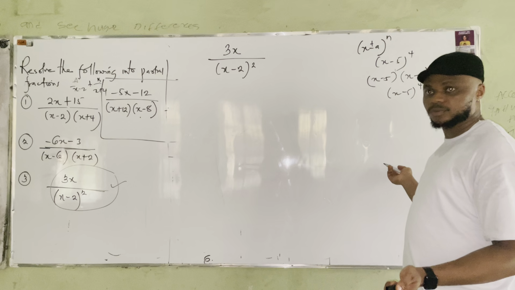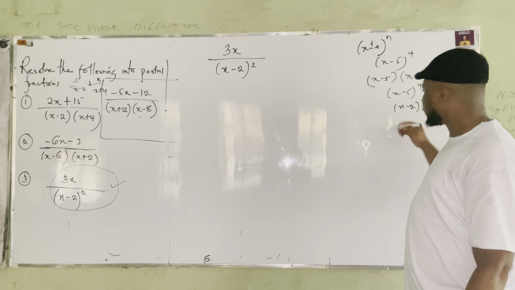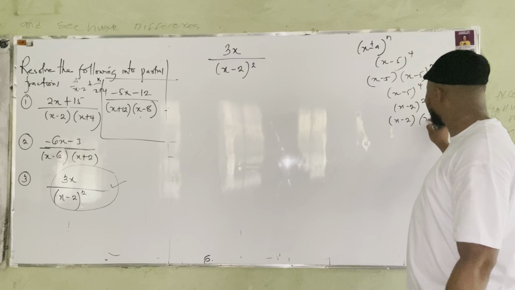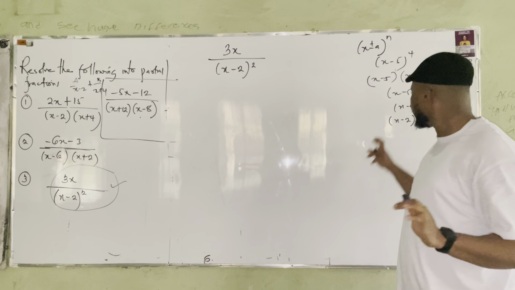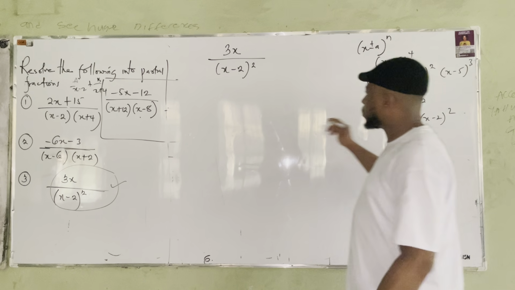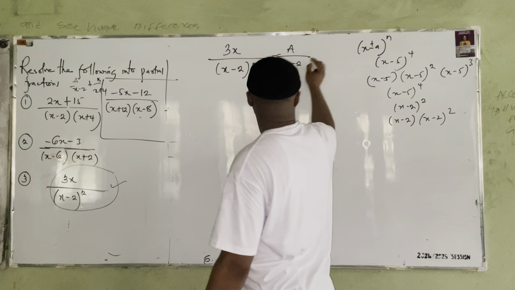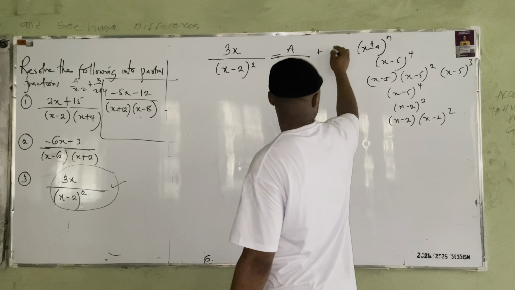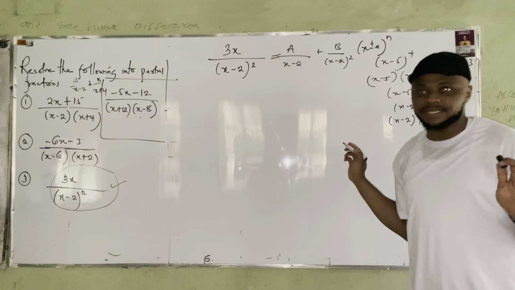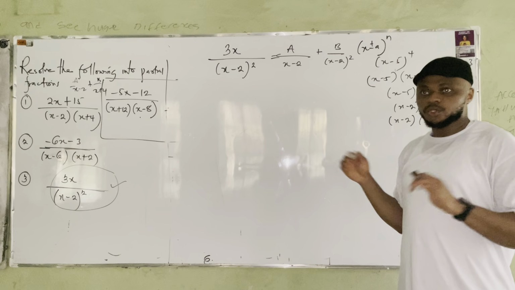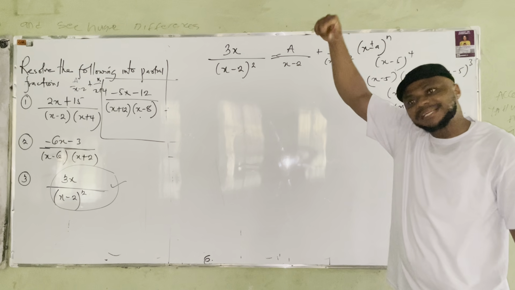So if we have x minus 2 raised to power 2, it means that it is x minus 2 and x minus 2 raised to power 2. That's the rule. Even if it is plus. So now you say a divided by x minus 2, plus b over x minus 2 all squared. That's the rule. That's the idea. So it is from raised to power 1 to the power itself.